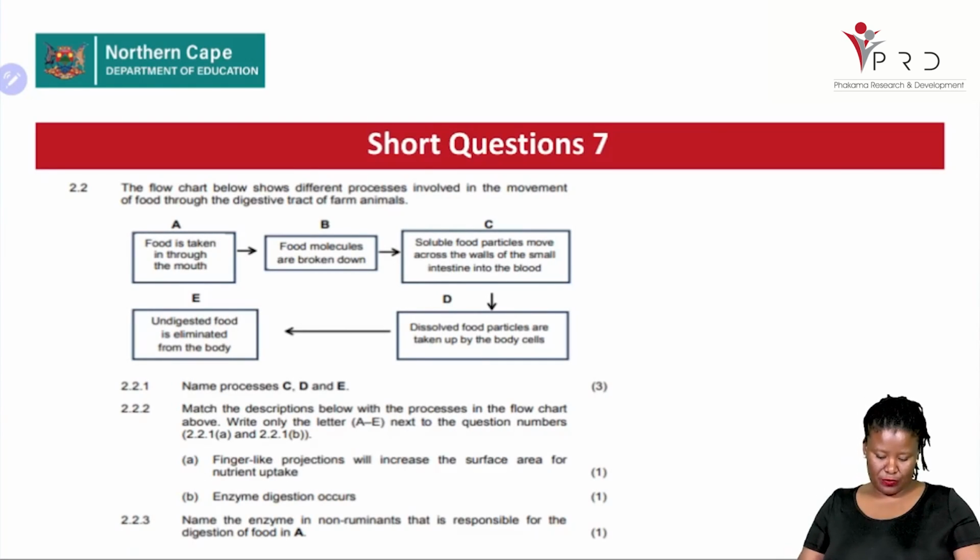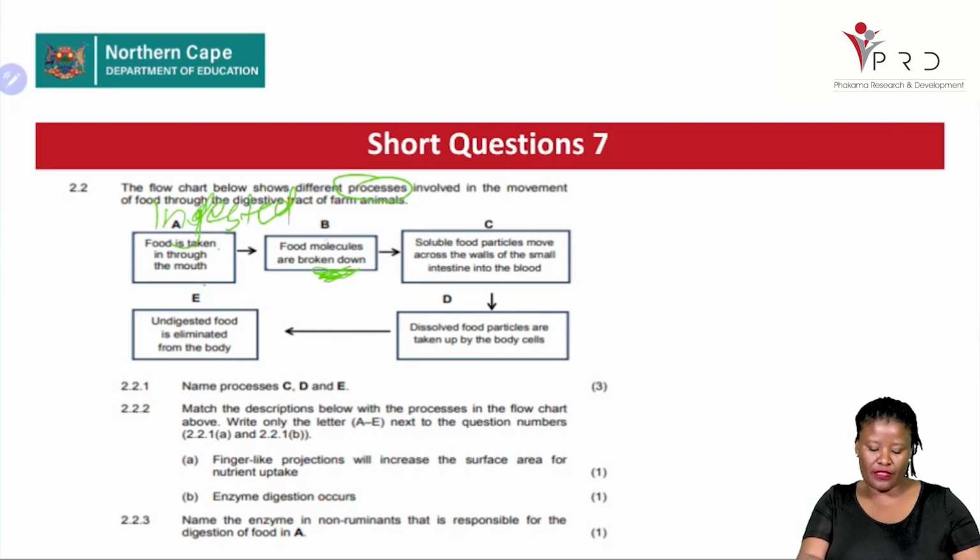The last question that we must look at. The flow chart below shows different processes involved in the movement of food through the digestive tract of the farm animal. Food is taken in through the mouth. The food is ingested. That is the process. The food molecules are broken down. What do we call that process? Digestion.